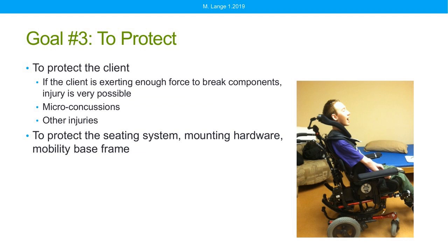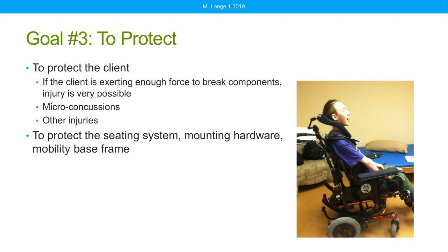If my client is exerting so much force that they are snapping their headrest off the chair, there's a very good chance that they're exerting enough force to create a concussion, or at least micro concussions. We have a lot of concern about micro concussions these days. It's a force that may not be quite as much as what's required to technically qualify as a concussion, but if these micro concussions are happening over and over and over, there's still evidence that this is causing a challenge to the brain. Other injuries can occur as well.